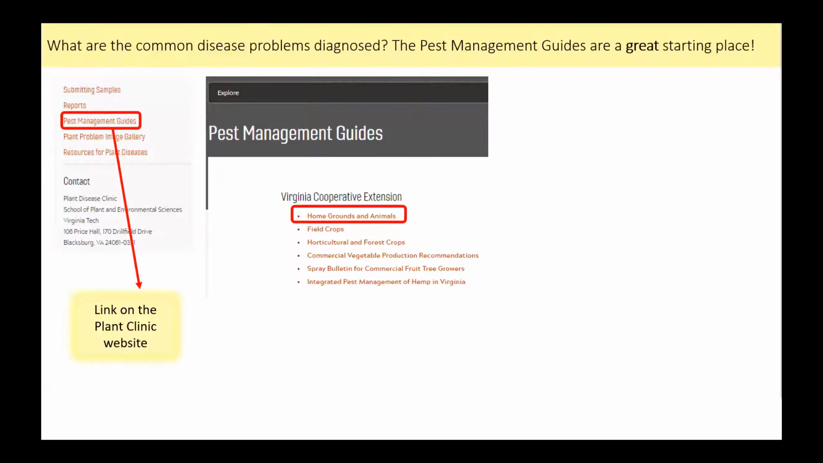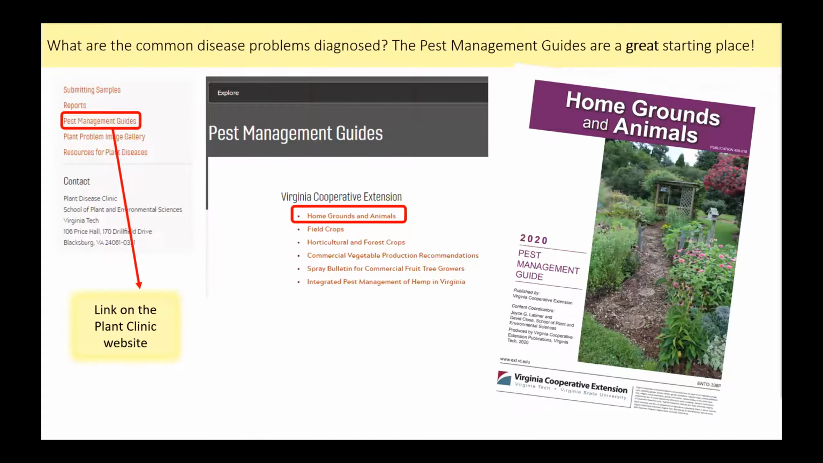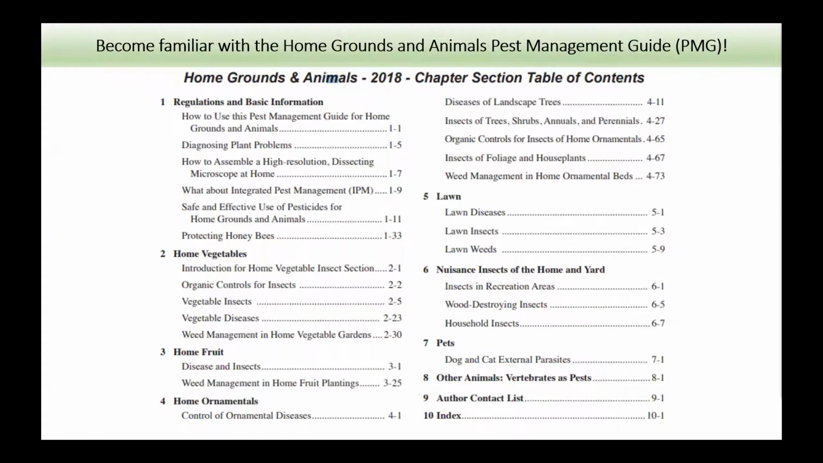So the most relevant one is the Home Grounds and Animals Pest Management Guide for your group. But you might find some interesting things in the other ones as well. That's, if you don't know already, a PDF. That's accessible, and it's also broken up into sections. So the sections are right here from this table of contents. So you can click on these sections on the web and open one up at a time.